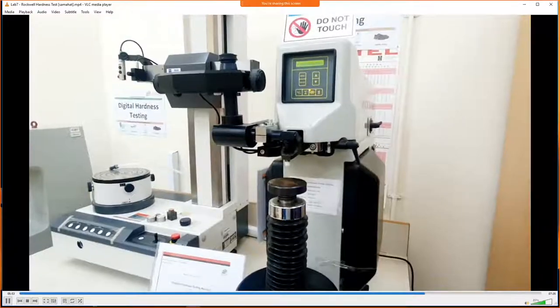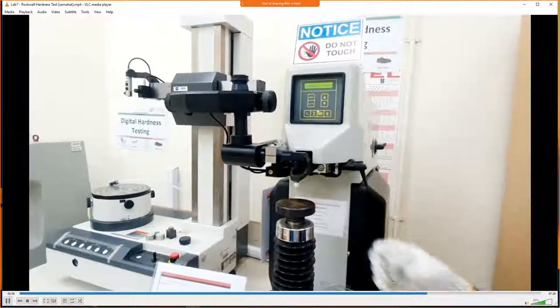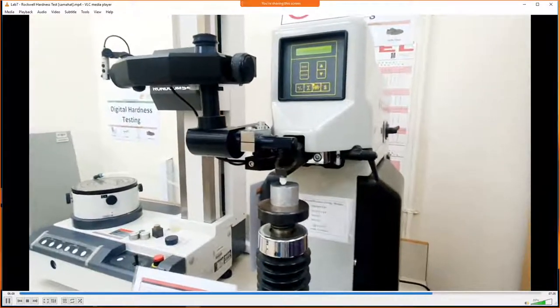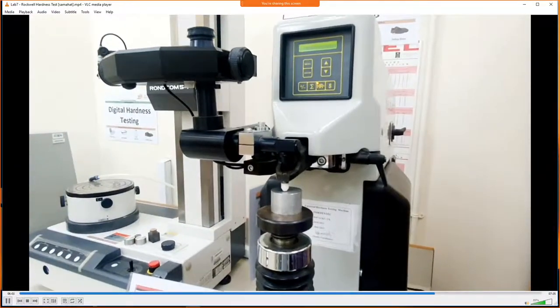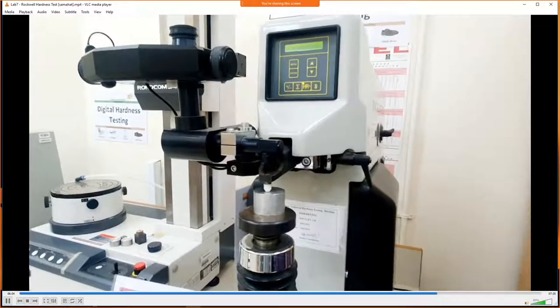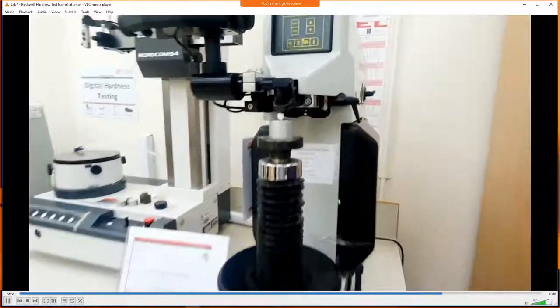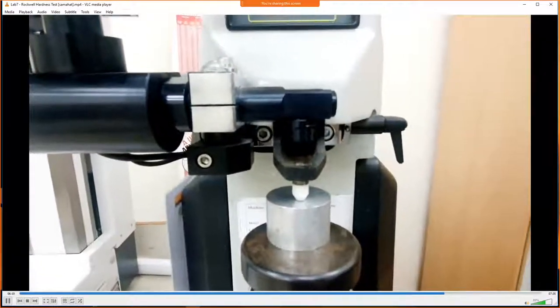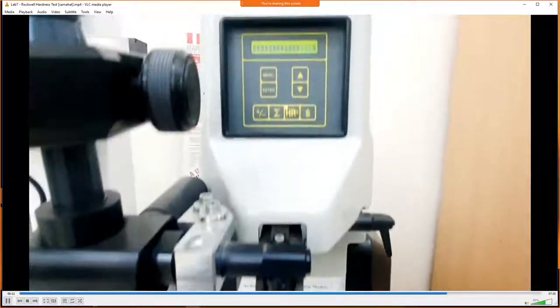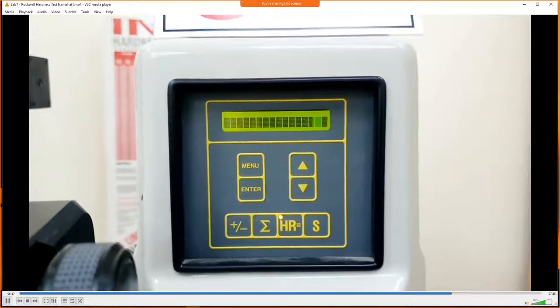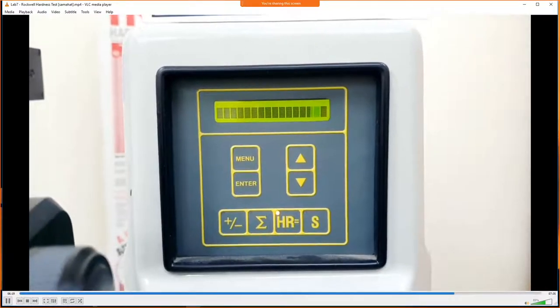Now we are repeating the test for the aluminum sample this time. We will keep the machine in the same scale, which is the 1/16 inch indenter and 60 kilograms load, which is the HRF scale. We will adjust the table so the sample is touching the indenter, and now the machine will start the test automatically to give us the hardness rating of the aluminum sample.